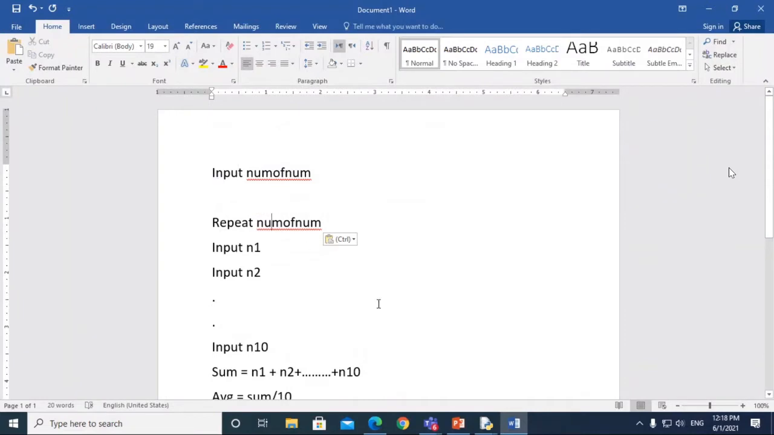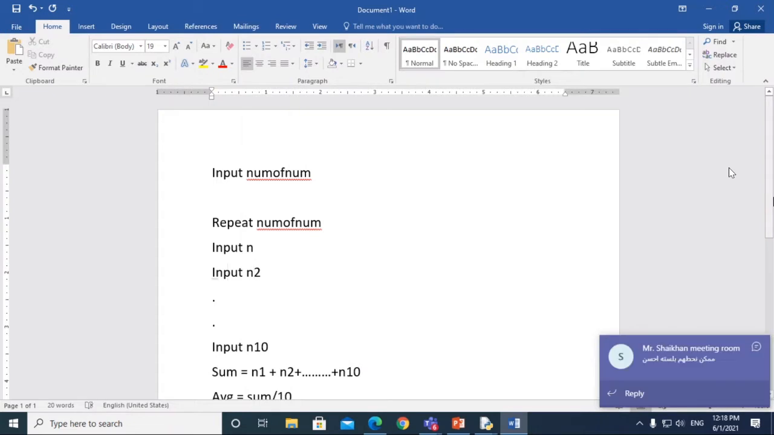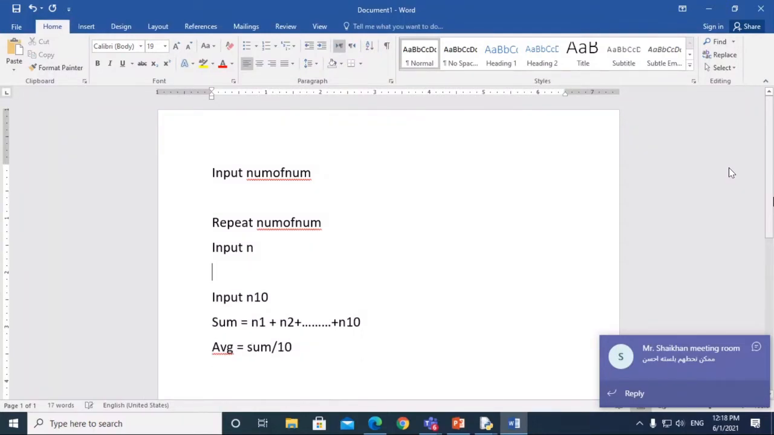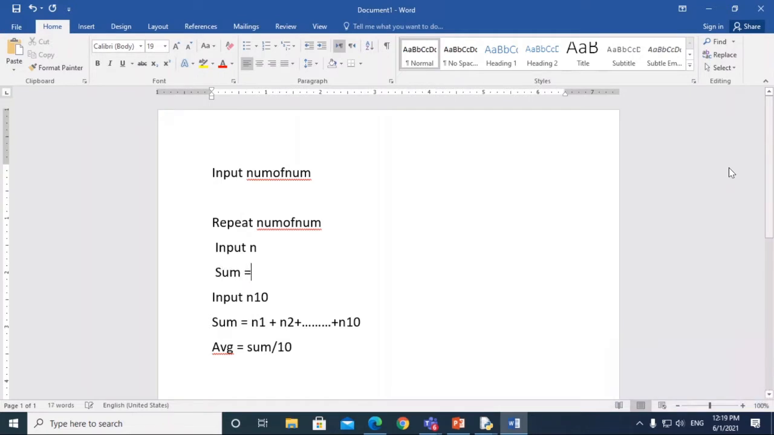So now my algorithm is getting better. Instead of input N1, I mean input N. Exactly, no need for the rest. Now you started thinking computationally. So you think how to solve a problem to make it better. So input N, and automatically you will say sum plus the new N.